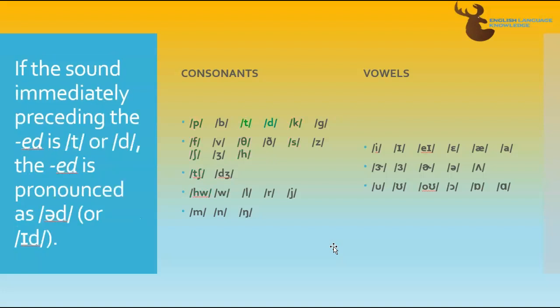If the sound immediately preceding the ed is t or d, the ed is pronounced as ed or id. It's more common to hear ed than id, okay? So again, the only two sounds here highlighted in green are t and d. If those sounds precede the ed at the end of a word, any of those two sounds precedes the ed at the end of a word, then the ed is going to be pronounced as an extra syllable.